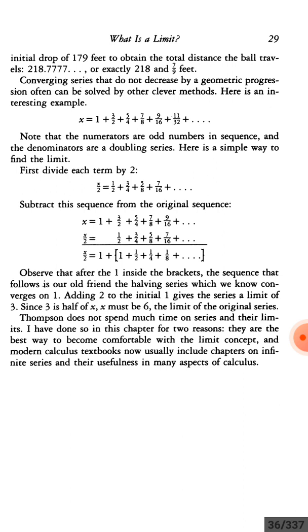x/2 equals 1 plus 1/2 plus 1/4 plus 1/8 plus 1/16 plus, and so on. Observe that after the 1 inside the brackets, the sequence that follows is our old friend, the halving series, which we know converges on 1. Adding 2 to the initial 1 gives the series a limit of 3. Since 3 is half of x, x must be 6, the limit of the original series.